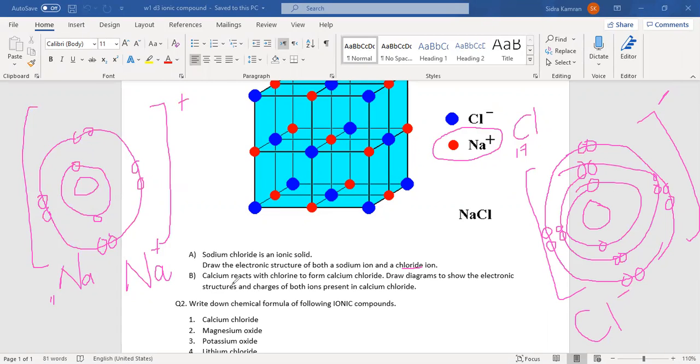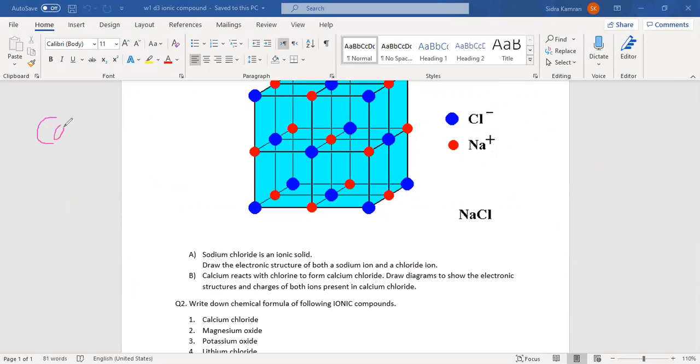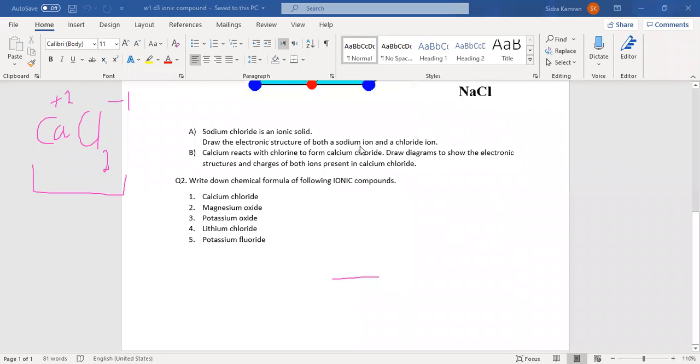Next question is, calcium reacts with chlorine to form calcium chloride. Calcium has a valency of +2 and chlorine has a valency of -1. So there is a cross shifting of valency to neutralize this compound. Calcium reacts with chlorine to form calcium chloride. Draw structures to show the electronic structure and charges of both ions present in calcium chloride. So you have to show the electronic structure. How can you show this? Here I am writing the electronic structure of both.